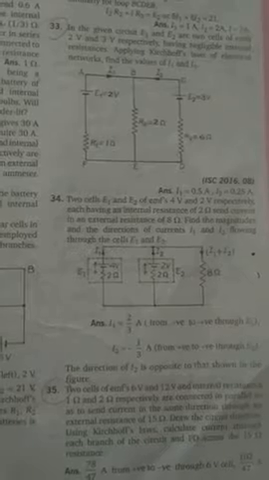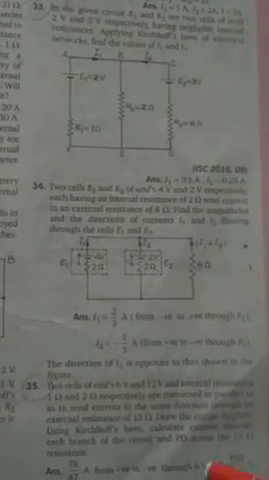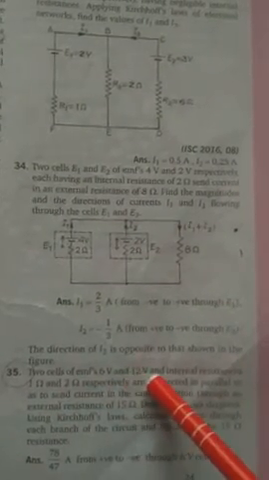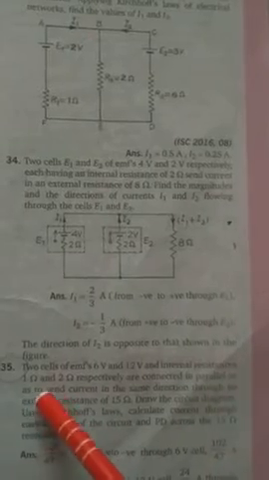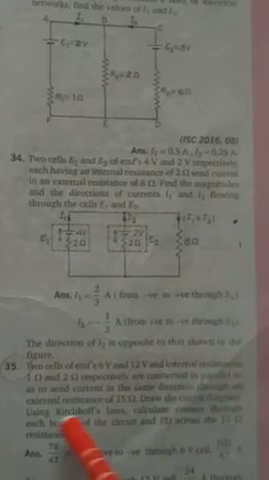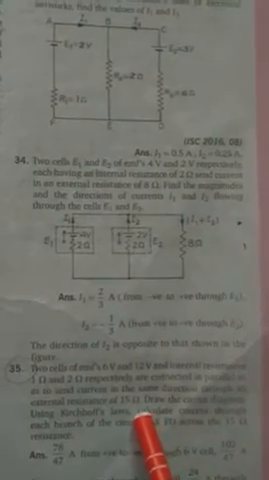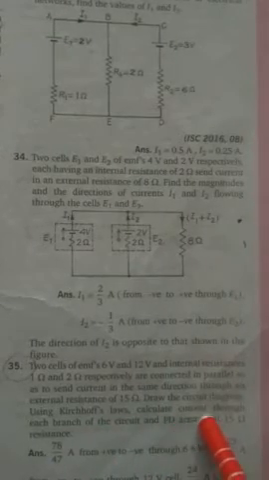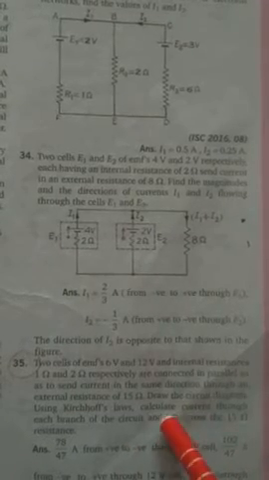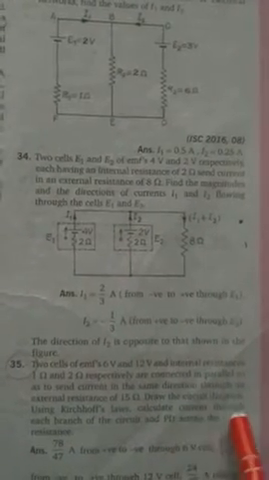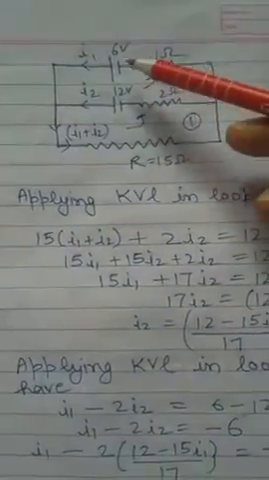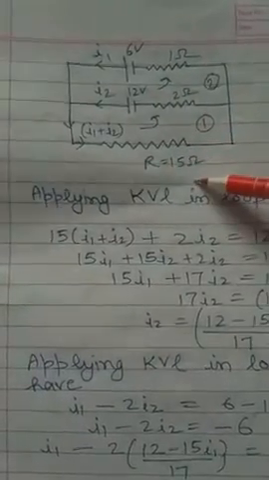Maybe the circuit is not given and you will be asked to draw the circuit, like in this question. It is given that two cells of EMF 6 and 12 volt and internal resistance 1 and 2 ohm respectively are connected in parallel so as to send current in the same direction through an external resistance of 15 ohm. We have to draw the circuit diagram and, using Kirchhoff's law, find the value of I1, I2, the total current flowing in the external resistor, and the potential difference across the external resistor. So this is the circuit: two cells connected in parallel with an external resistance of 15 ohm.